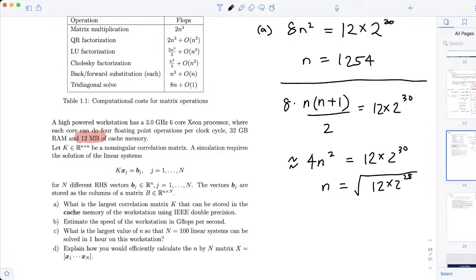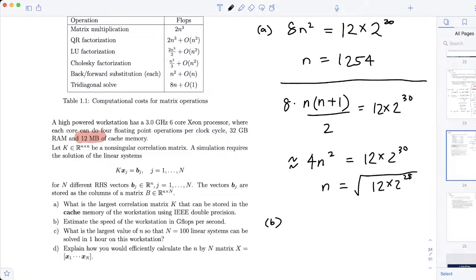So there are two ways of doing it. I'm actually not entirely sure which one would be accepted, but I think as long as you justify what's happening, you should get the marks. If you go with the second method, you just have to explain that a correlation matrix is symmetric and we're storing the lower triangular half. Okay.